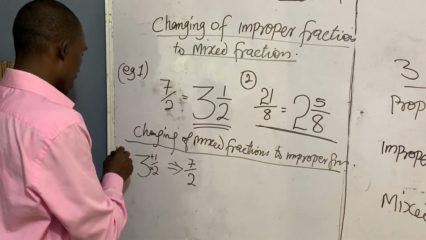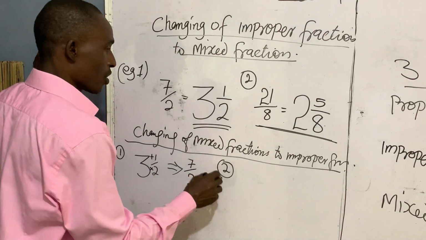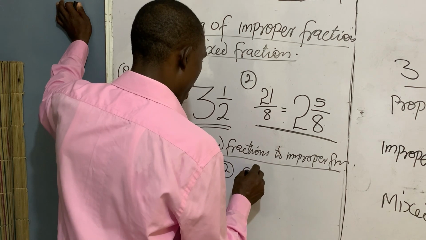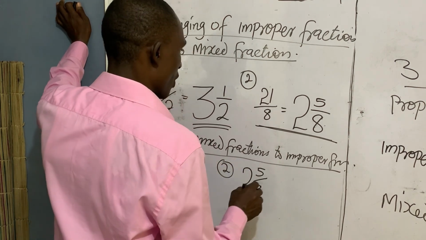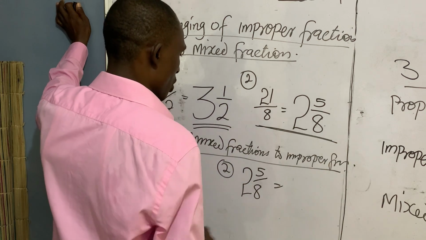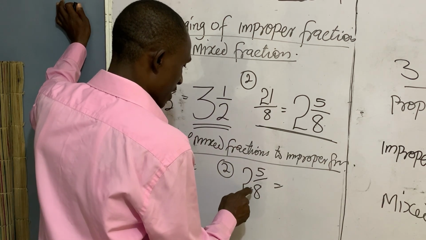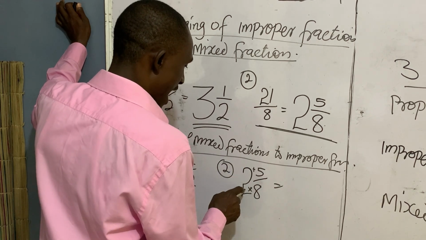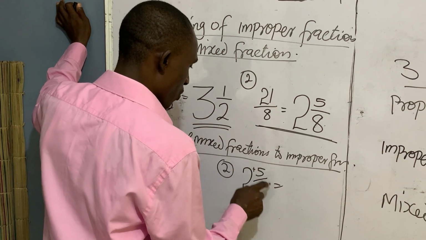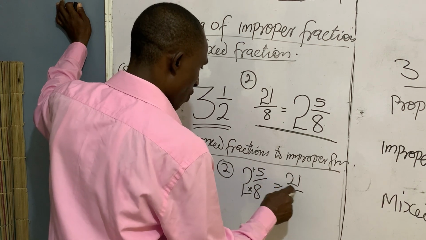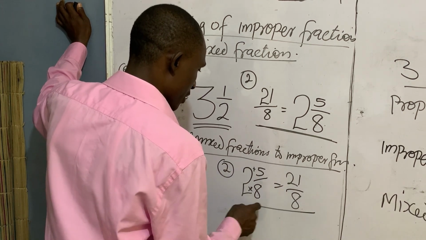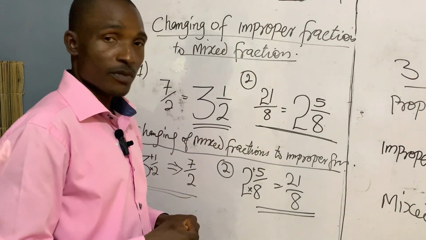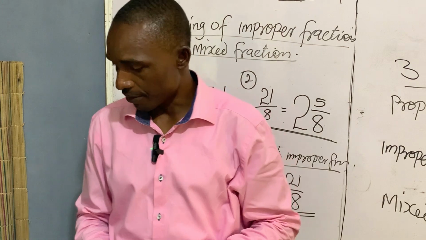This one is example 1 here now. Example 2 is here. For us, we'll use this one. 2 whole number 5/8. So this times this plus, 8 times 2, 16 plus 5, 21. 21 over 8. So that's for now.